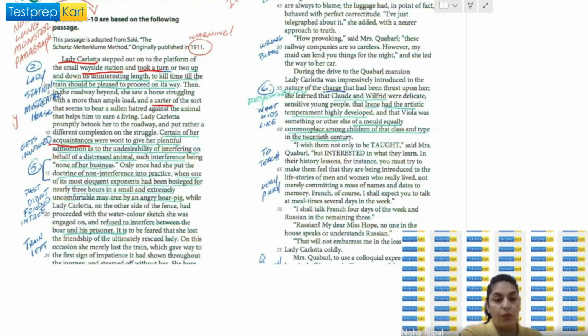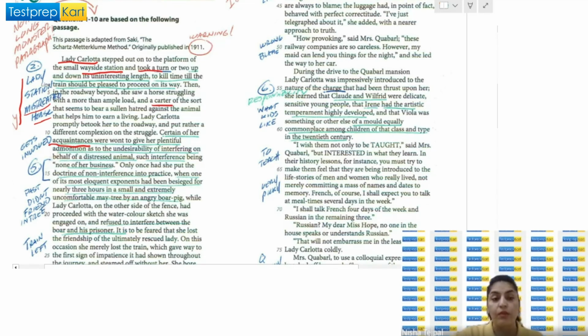It's a long passage, you can see. So what the criteria says is that you have to read 10 to 15 lines, and every 10 lines must be given one small note. You can see here, we are preparing notes side by side. This is about these 5 to 10 lines: Lady Carlotta is standing at the station, and she sees a horse who is being mistreated by his master, by the carter. Okay. So this way you have to keep making notes for every short paragraph or some lines.